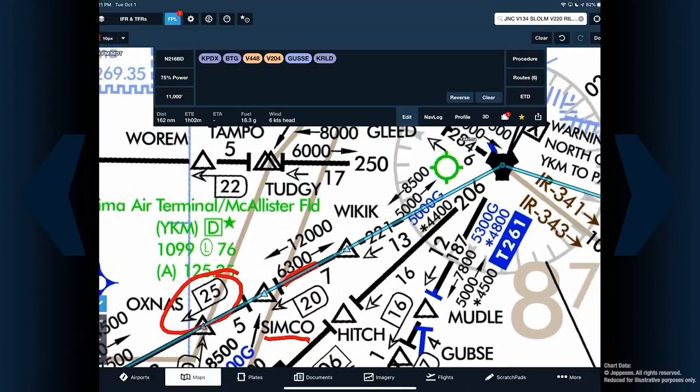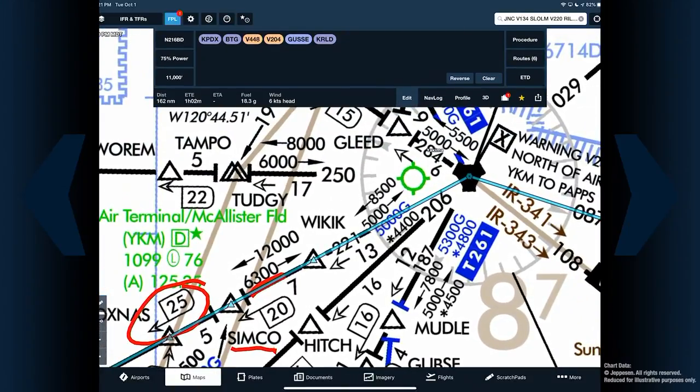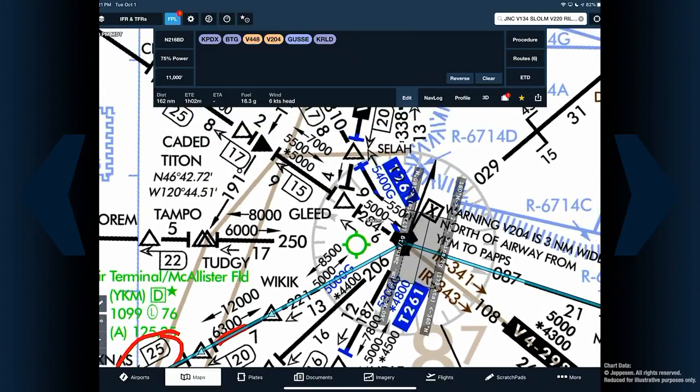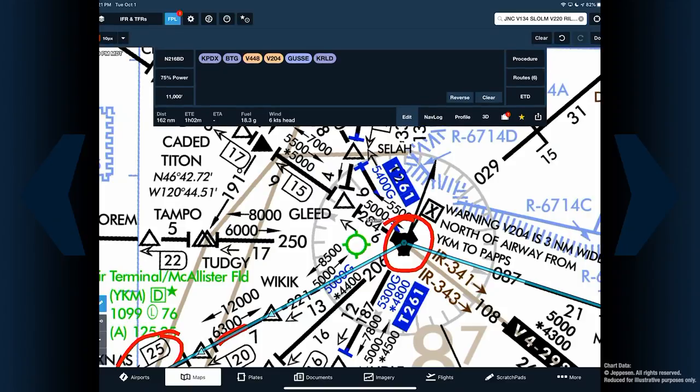And then as we come all the way in, it drops down even more. And so you'll also notice that Yakima itself is a solid black symbol. Okay, so what that's telling us is that Yakima is a compulsory reporting point.